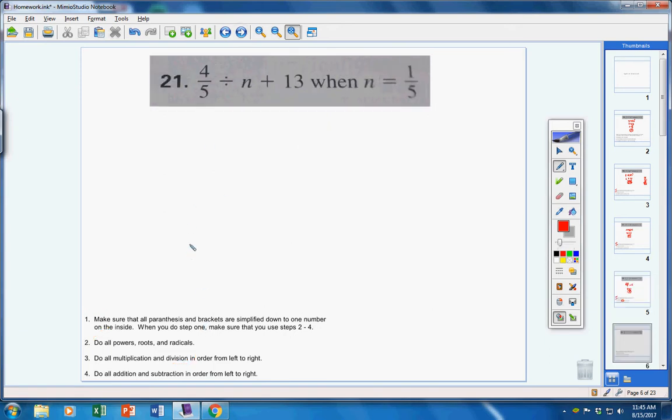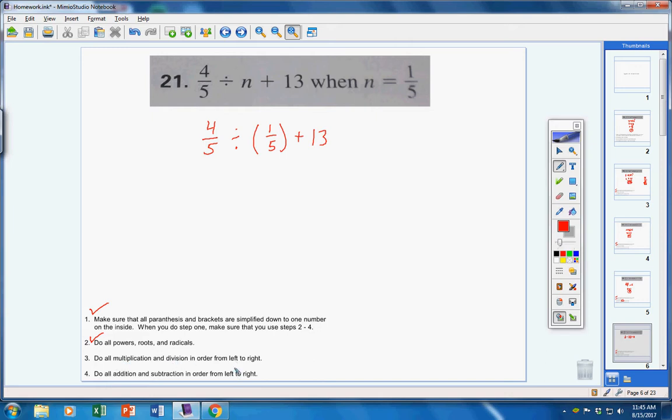Number 21. Alright, I have 4/5 divided by n, so parentheses, n equals 1/5, plus 13. Okay, step 1. Are all my parentheses and brackets simplified down to one number? Yes, they are. Here's a parentheses. I have one number on the inside, 1/5. Do I have any powers, roots, or radicals? No, I do not. However, do all multiplication and division from left to right.